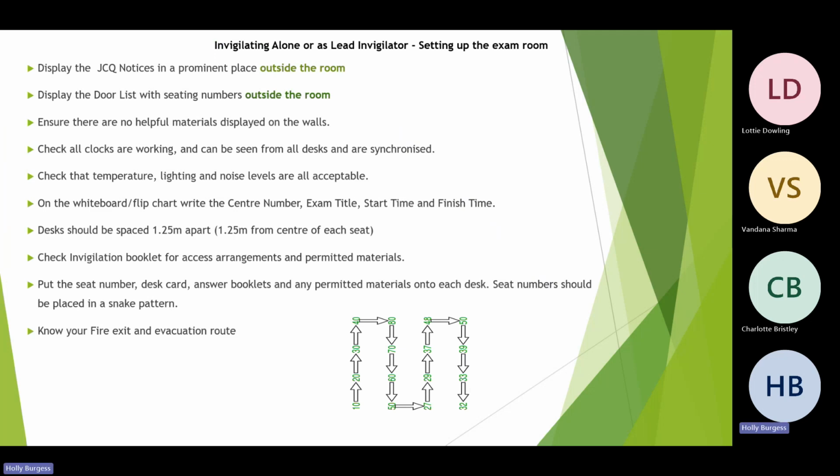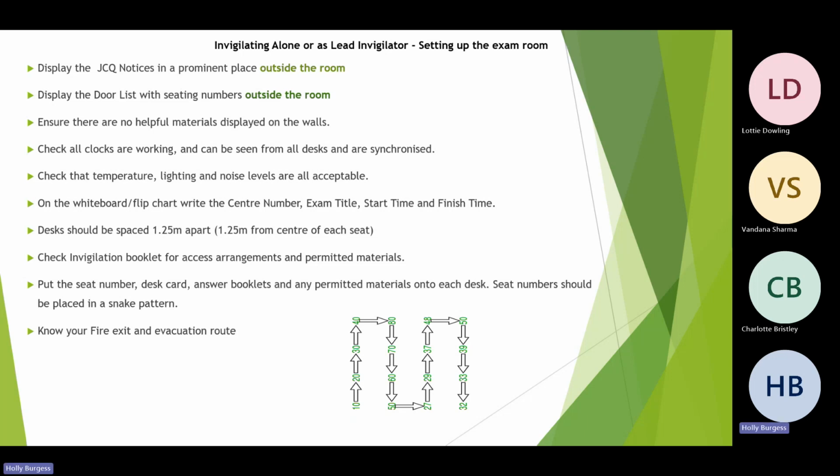Invigilating alone or as a lead invigilator, setting up the exam room. You need to display your JCQ notices in a prominent place outside the room. Display the door lists with seating numbers outside the room. Ensure there are no helpful materials displayed on the walls. If there are, they will need to be taken down or covered up. And if in doubt, you should alert exam staff.